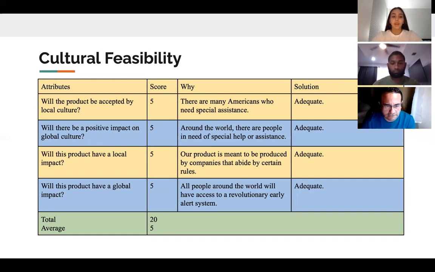And then will this product have a global impact? We also gave it a 5. We think yes, because it could be a revolutionary early alert system. Our total was a 20 and our average was a 5.